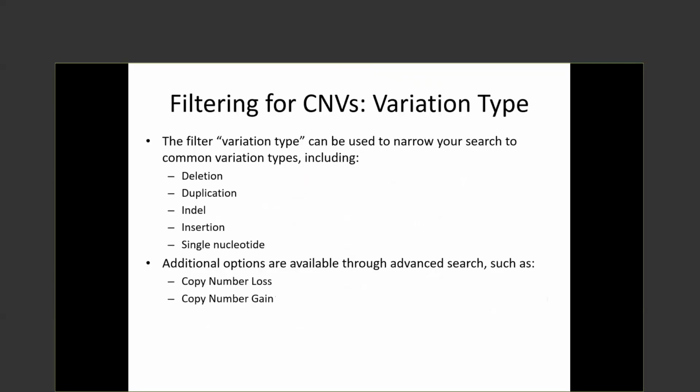Another useful filter is variation type. This filter is also located on that left-hand menu we looked at earlier and includes a number of commonly used variation types, including those listed here. However, if you access this category via the advanced search, you'll find a few more options, including copy number loss and copy number gain.